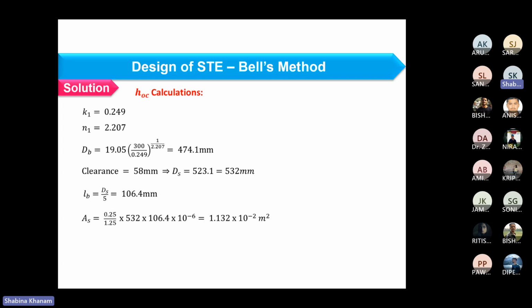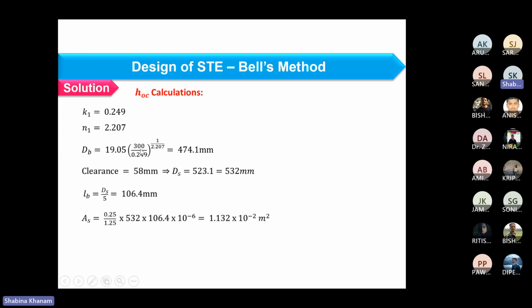HOC calculation we need to proceed. For that, as I have told you, we need to find AS and US. For AS we need shell dia, that is DS. For DS we should consider bundle dia first, and the bundle dia expression you know already.